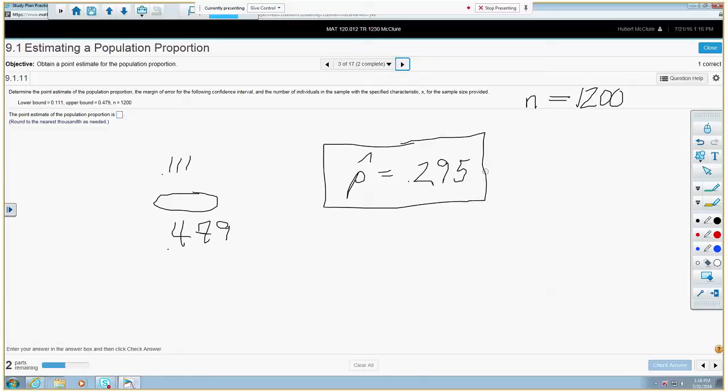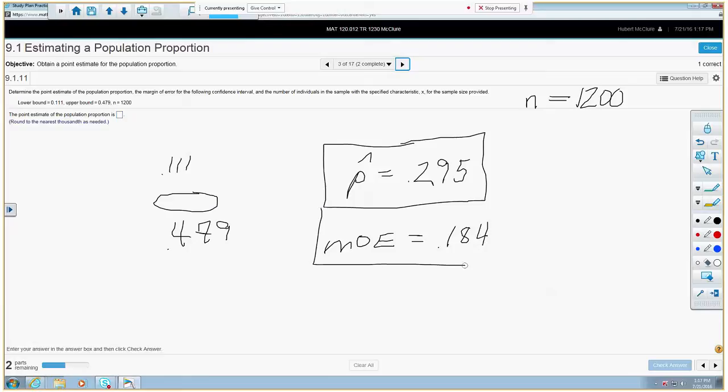Now that we got p hat and we got the upper and lower bound, we know the margin of what? Good job. Y'all paid attention. Well, 0.295, either subtract it from 0.479 or subtract 0.111 from it, either one. What do you get? 0.184. Y'all check me. So the margin of error is 0.184.